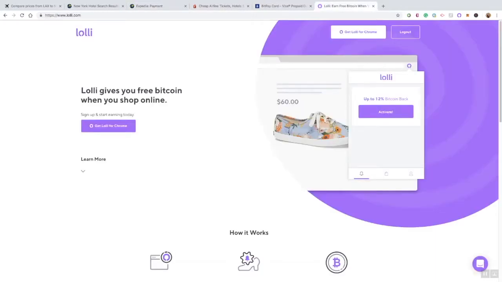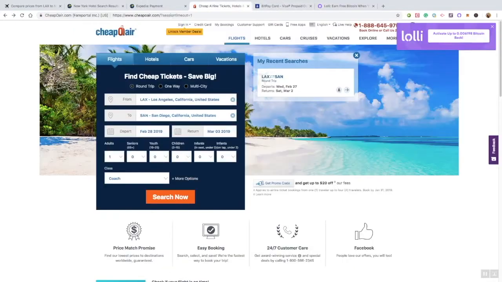So one other option, Lolli. Lolli is a service that allows you to earn cryptocurrency on different websites. So for example, this is Cheapo Air. Cheapo Air is another website that does not allow you to purchase flights or hotels or whatever with cryptocurrency, but by using this website you earn cryptocurrency by using it.